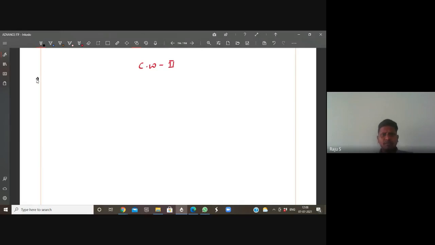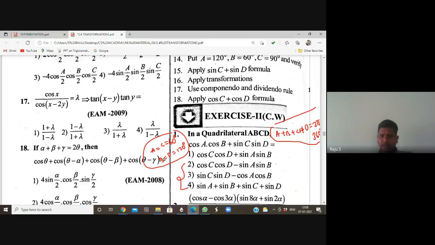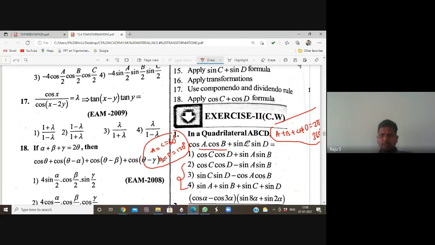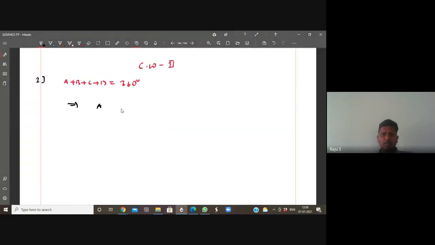What is the first question in a quadrilateral? Nothing but A plus B plus C plus D is equal to 360. Which implies I want to take here A and B on one side, C and D on the other. So A plus B on one side is equal to 360 minus (C plus D) on the other side.